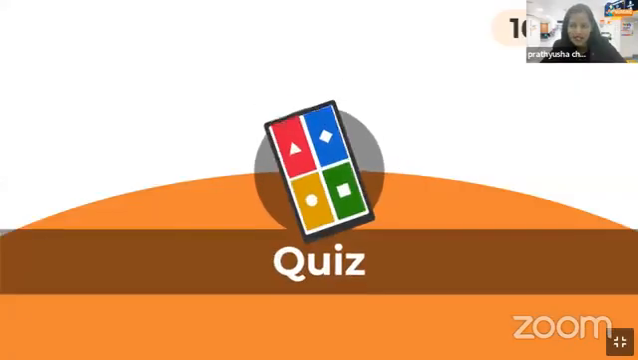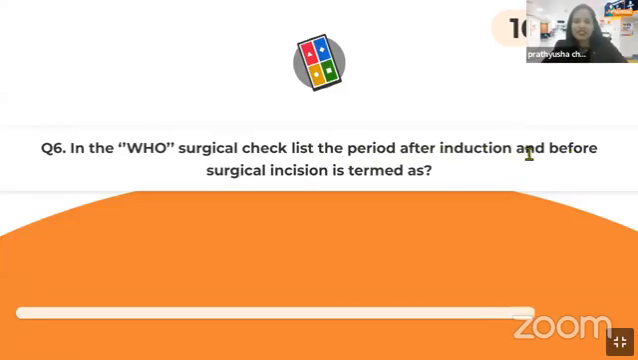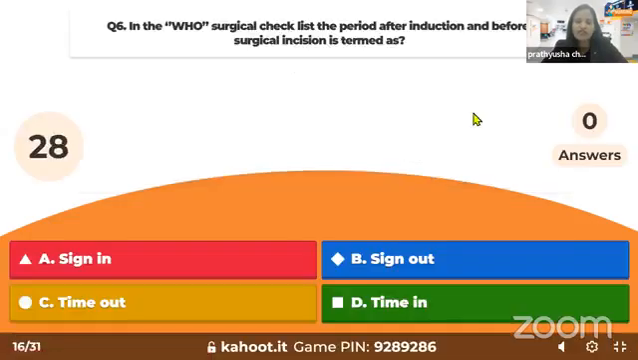So let us go for the next question. Again, the fastest finger first. In the WHO surgical checklist, the period after induction and before surgical incision is termed as what? So according to the WHO surgical safety checklist, after the induction and before surgical incision, what will this time period be termed as? The options are option A, sign in, option B, sign out, option C, time out, option D, time in. I'm getting super good answers here.